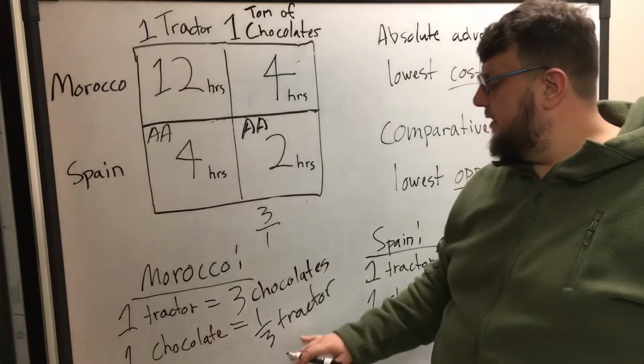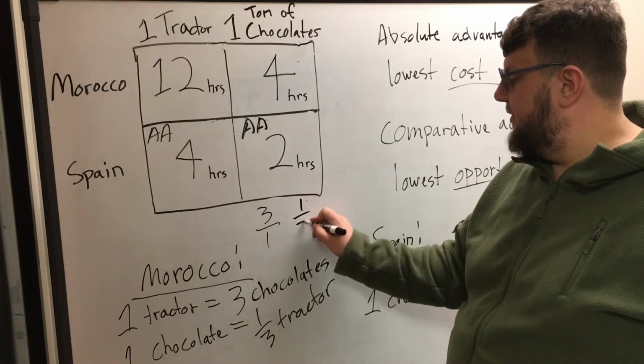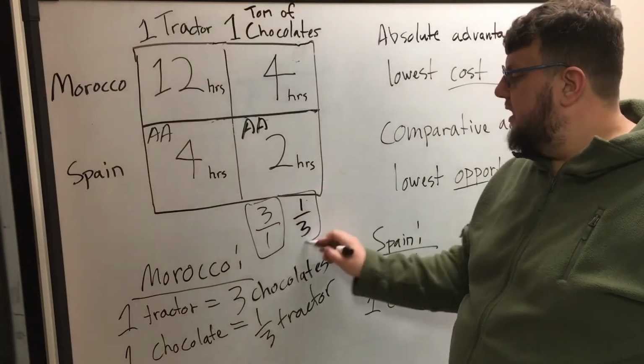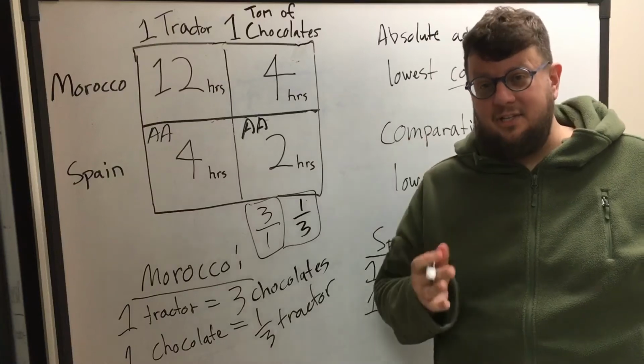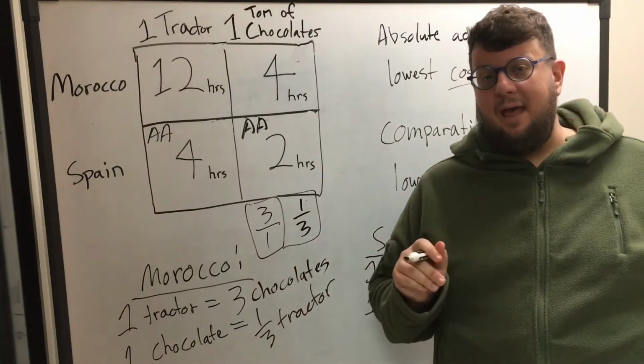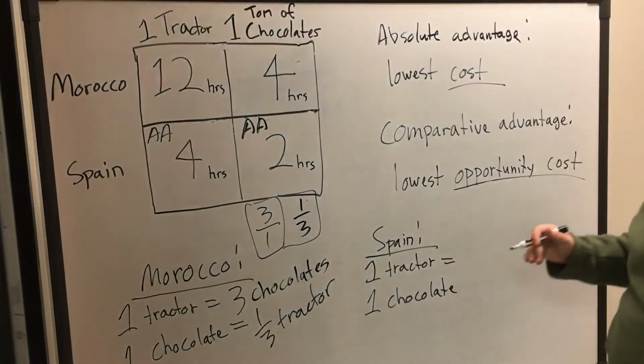The other one, chocolate, is 1/3 of a tractor, so you're going to take that and put that up here. And what is the relationship between these two numbers? If you said they are reciprocal fractions, you are correct. And so if you have reciprocal fractions here, you know you're on the right path. All right, let's go ahead and move to Spain.